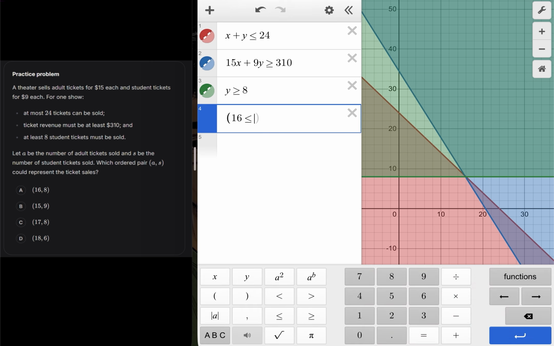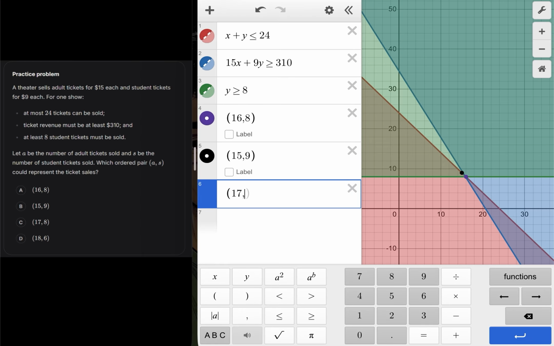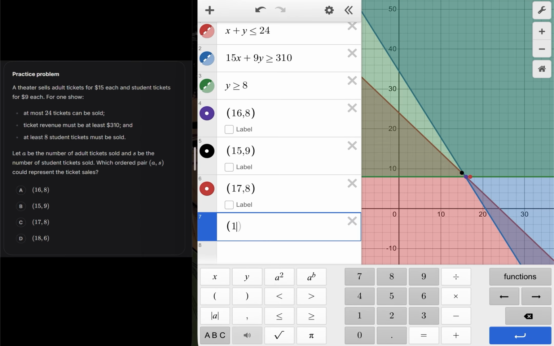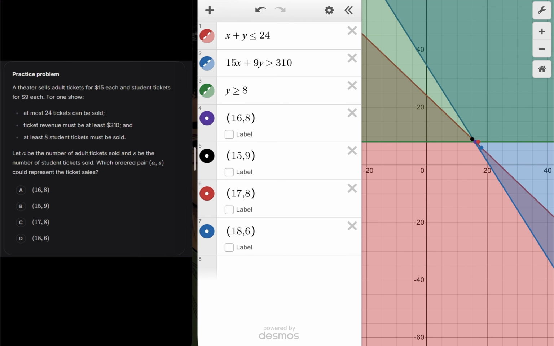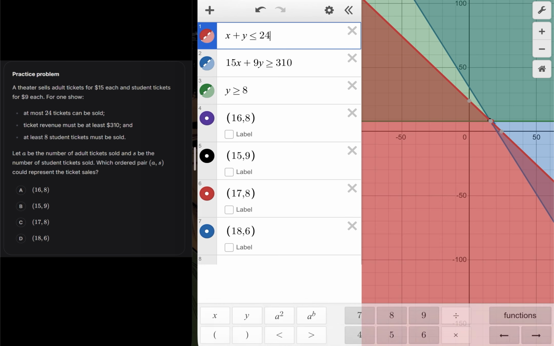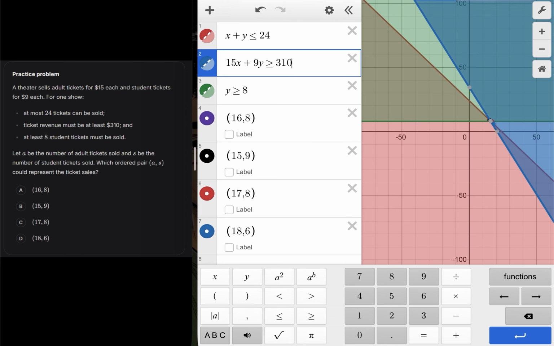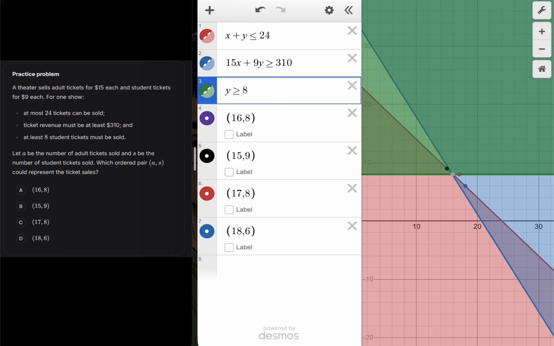Well, first of all, what I would do is plot all these points. So you have 16 comma 8, 15 comma 9, 17 comma 8, and finally 18 comma 6, right? So which of these points lies in all those regions? The red, the blue, and the green. Which one of them lies in all? You can see that these points are clustered here, so I will zoom in a bit.